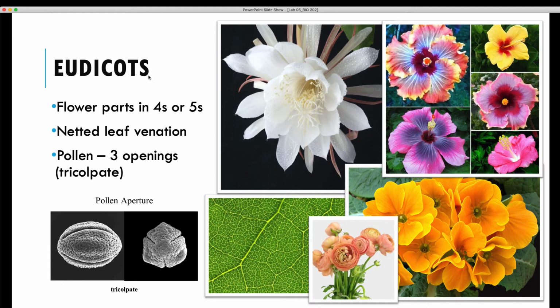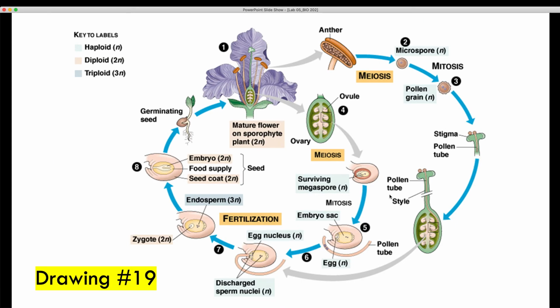Then we have our eudicots. Their flower parts are going to be in groups of 4 or 5. They have netted leaf venation in comparison to our parallel venation. So you'll see here that it's kind of in a netted web. And then the pollen grains have 3 line openings, which is called tricolpate pollen. So they have 3 little openings there. Lots of different types of eudicots, things like hibiscus, cactus flowers, and peonies, for example.